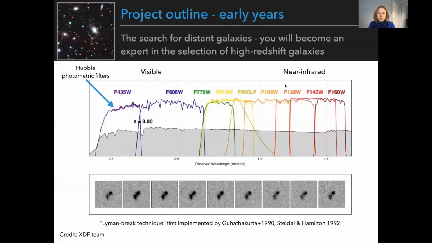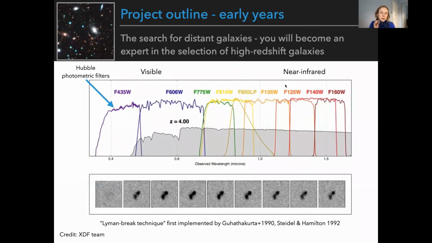So in terms of a rough project outline, the first few years will be focused on building up your expertise such that you're the expert in selecting very distant galaxies from these data. And this is a little movie which demonstrates the kind of techniques that we use to find distant galaxies.